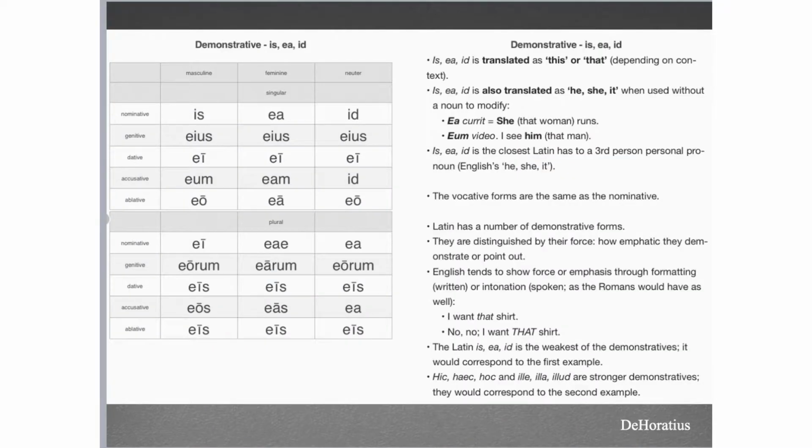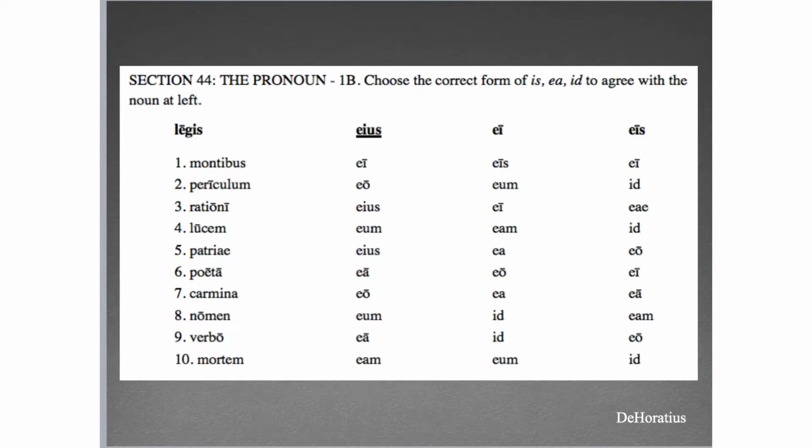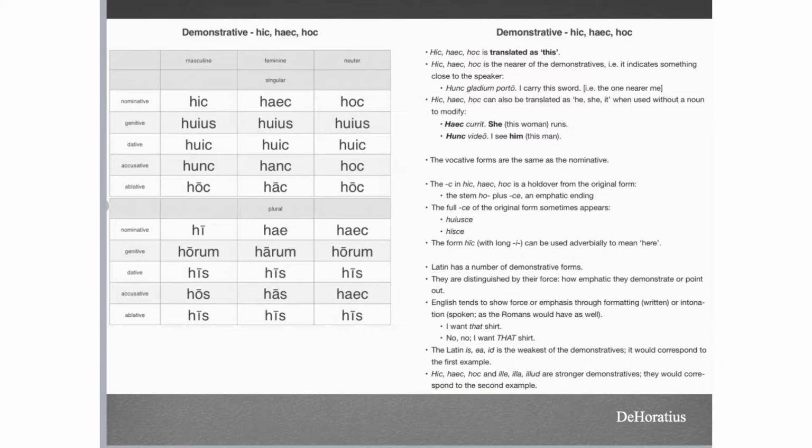So we're going to learn another one. Here is ille, just by way of review. You can see a lot of what I just talked about over here, used without a noun. If you want to practice ille, kind of get back used to ille, choose the correct form to agree with the noun at left. Remember that we're finding the gender, number, and case of the noun, then finding the gender, number, and case of the demonstrative to agree with it. So eis for number one, and since this is review, I'll just do one.